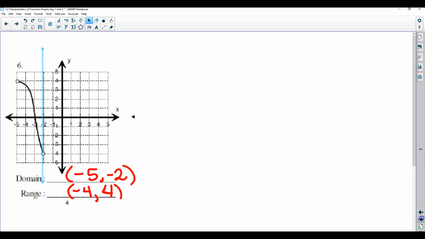Guys, remember on your range, you have to start at the bottom because it's in order from least to greatest. So the lowest part of this graph, the graph starts on the -4 with an open circle, and it climbs all the way up to a +4. So that's the answer.